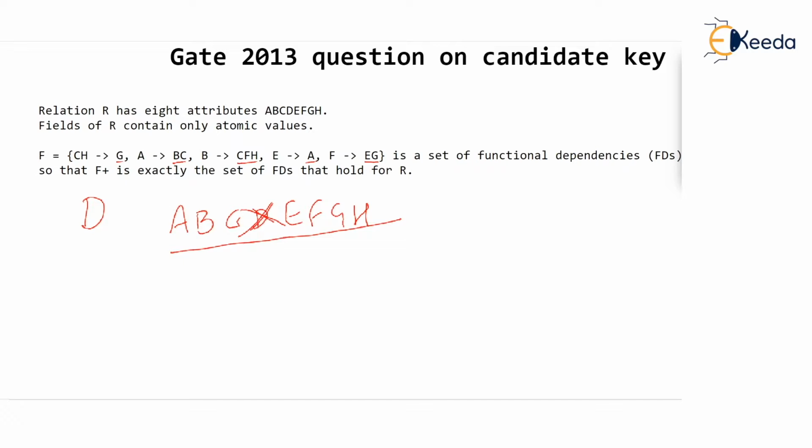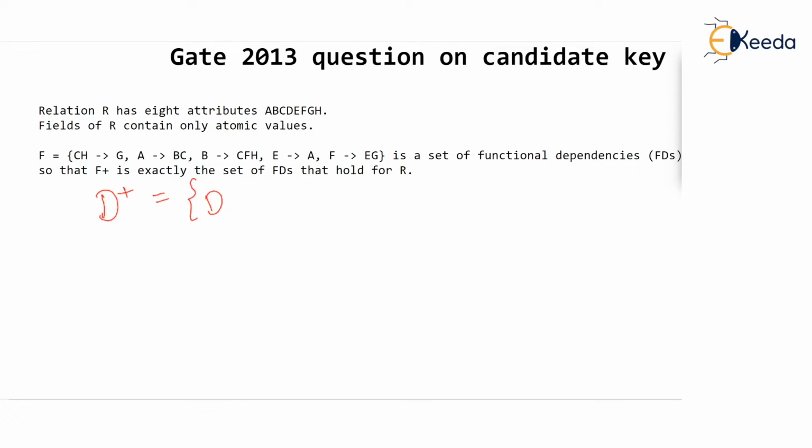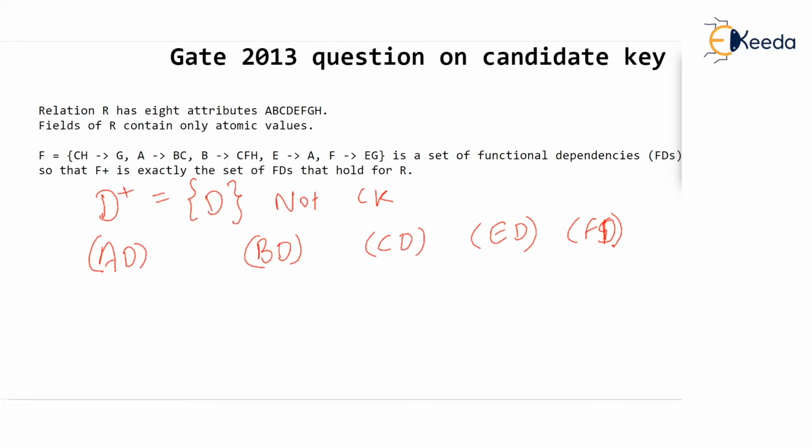Now, I am not saying D is the candidate key, but D has to be part of the candidate key. If you find D closure, thinking that D is the candidate key, D closure is definitely going to contain D, and it's not going to bring in anything, because D is neither on the left hand side. D does not determine anything from the given functional dependencies. So D alone is not the candidate key. So what are the possibilities? AD can be candidate key, correct? Or BD can be candidate key, or CD, or ED, or FD, or it can be GD or HD, isn't it? But D has to be part of the candidate key.